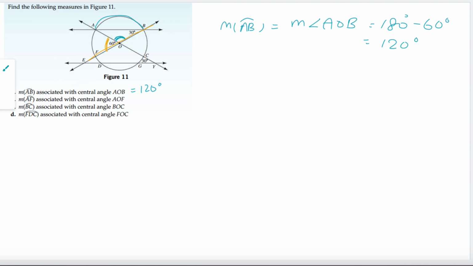Measure of arc AF. AF is here. Again, it's minor, right? And we know the angle should be 60 degrees, so it's going to be 60 degrees. How about this? Measure of arc BC. B is here, BC is here.